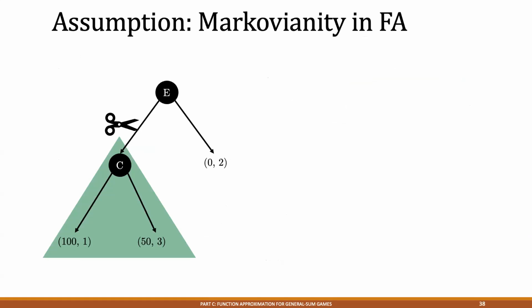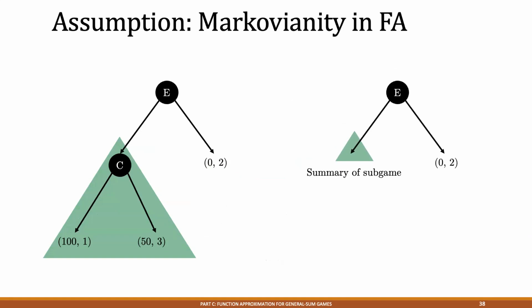So I'm just going to illustrate at a very high level what's going on and why this is the case. Suppose I want to perform function approximation on this state C over there. By the way, this is just the disgruntled employee game again. So what I have in mind is to chop this off and then rip out this subgame given in green and come up with a summary of it, right? And with this summary, it should contain enough information to transplant this onto any other game, and we should still be able to solve it.